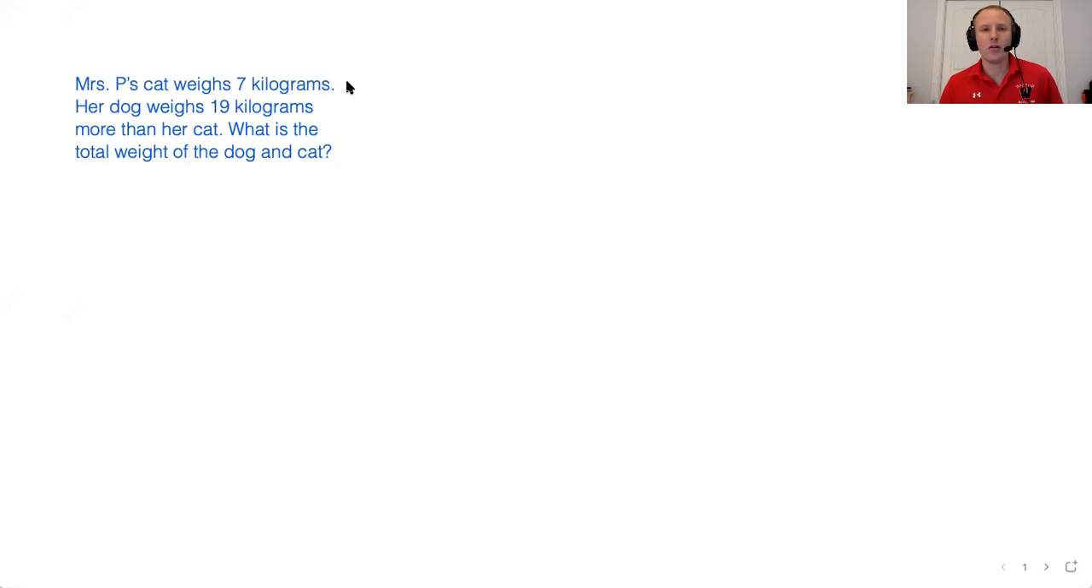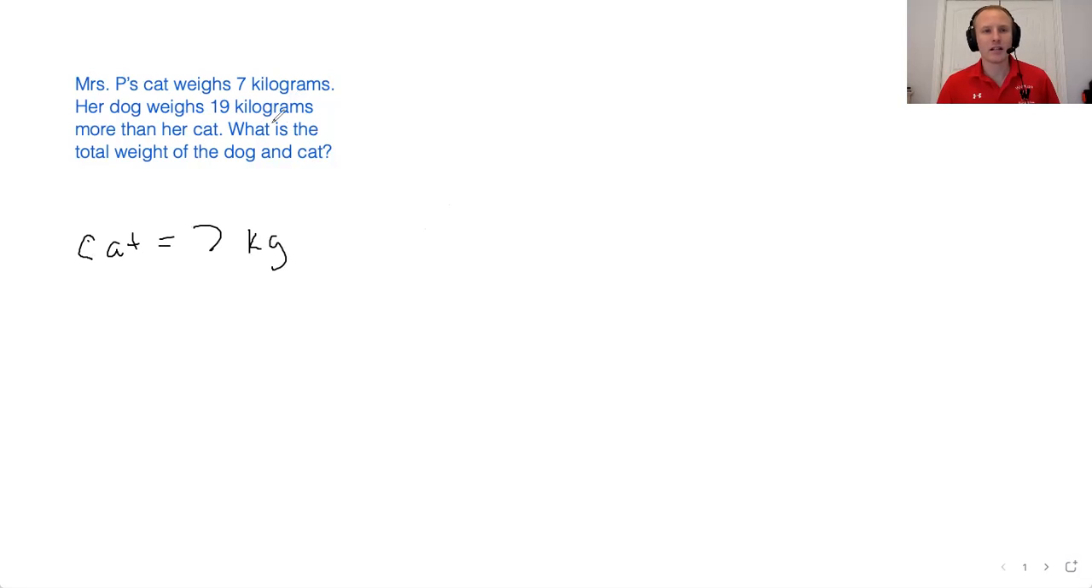So step 1 is to read the problem and understand what it's asking you. I would suggest that you read it 2 or even 3 times and really work to understand what you're being asked to do. So Mrs. P's cat weighs 7 kilograms. So I'm gonna write that down. Cat equals 7 kilograms. That's important information.